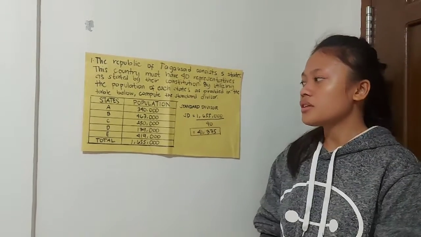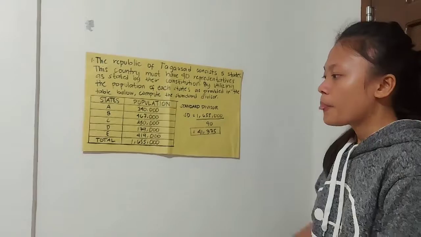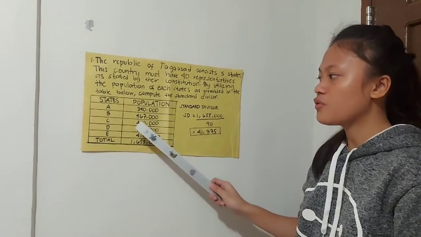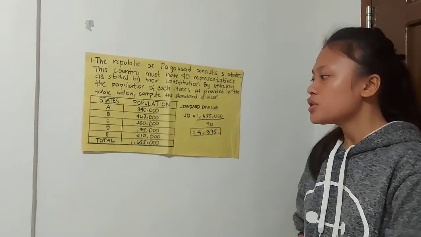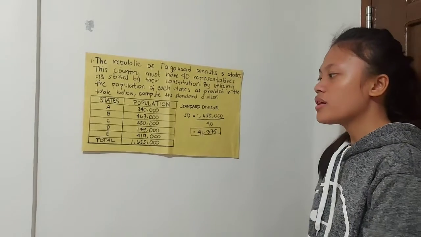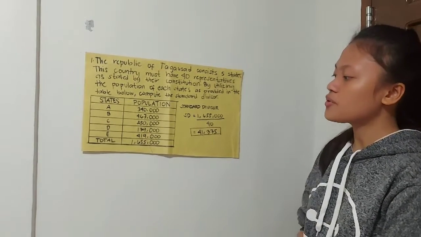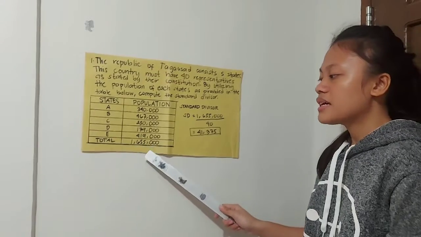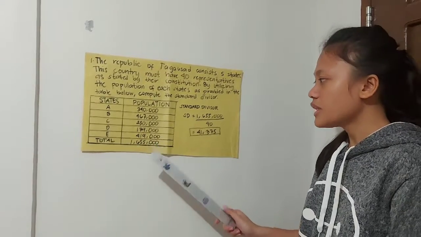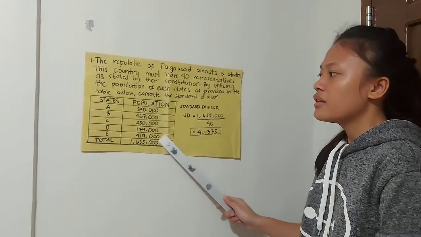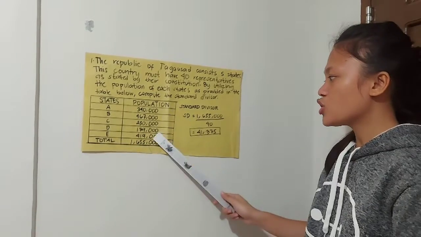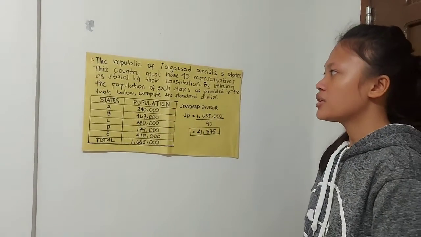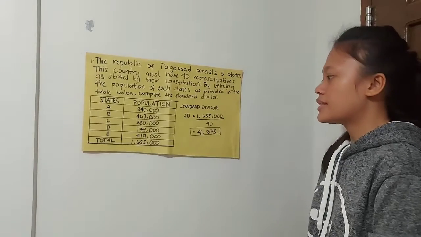In computing the standard divisor, we need to total the population. The 340,000 plus 467,000 plus 250,000 plus 179,000 plus 419,000 is equal to 1,655,000. Now that we have the total amount of the population, we need to divide it by the country's 40 representatives.